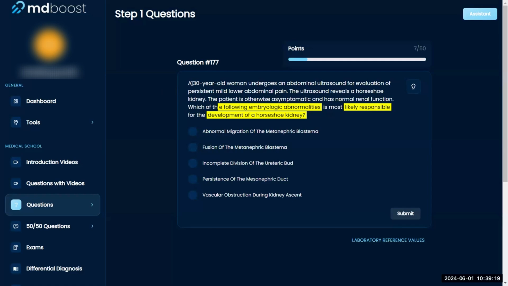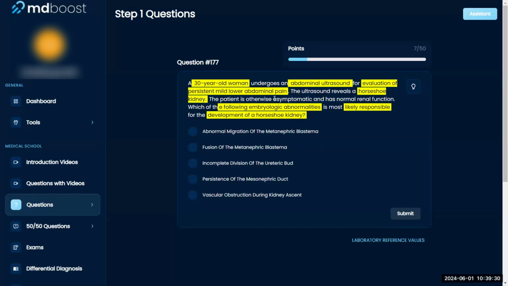Okay, so a 30-year-old woman, doing an abdominal ultrasound, has mild lower abdominal pain. We reveal a horseshoe kidney. Everything else is asymptomatic, and she has normal renal function. What I know about the horseshoe kidney is that it is a fusion of the inferior lobes of the kidney. And as the kidney ascends embryologically, it can get caught on the inferior mesenteric artery and get stuck more inferiorly in a patient.